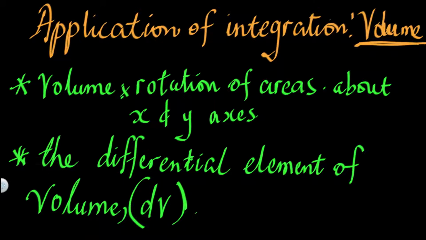I'm going to explain two situations where sometimes the differential element of volume is a solid disk, and sometimes it looks like a washer, where there is sort of a hole in the middle of that disk. I'm going to explain the two situations and the kind of formulas that you're going to use for this.